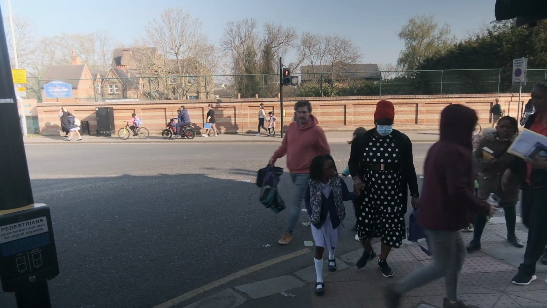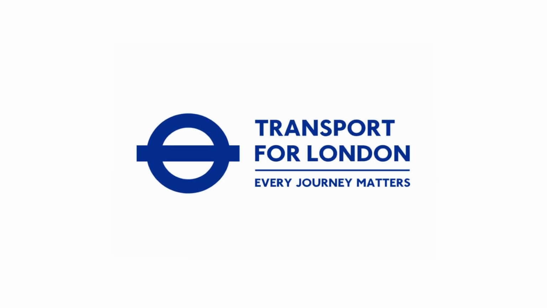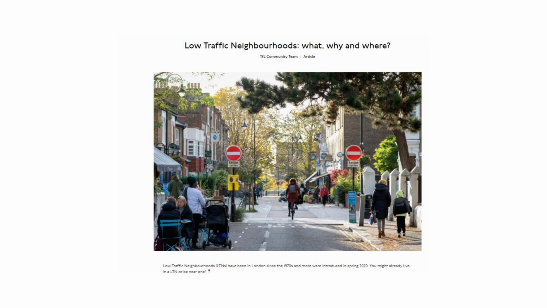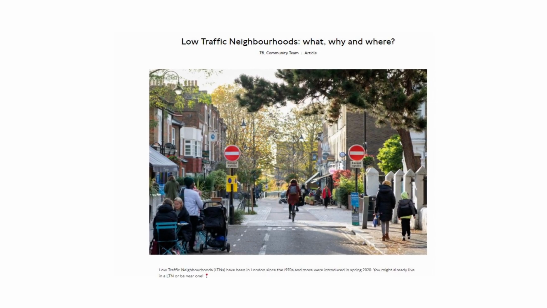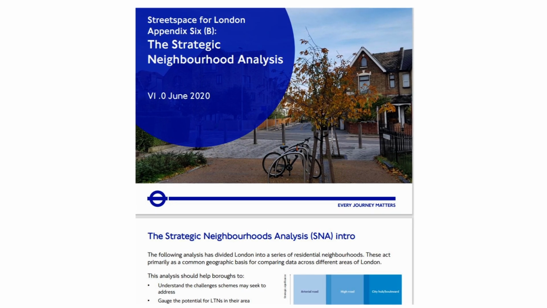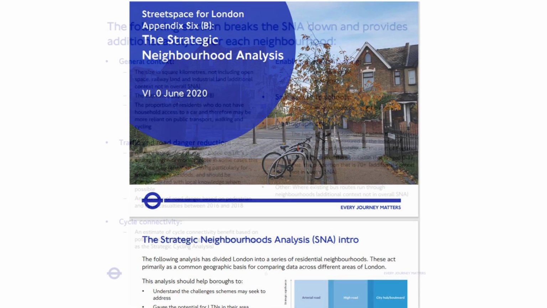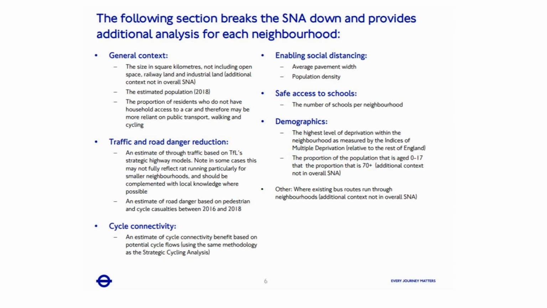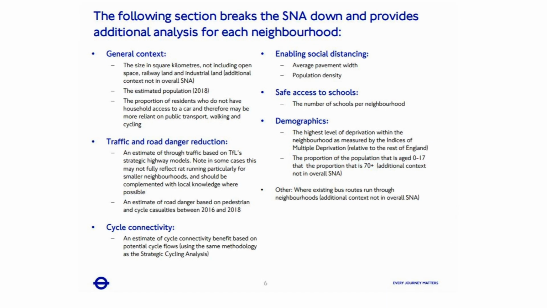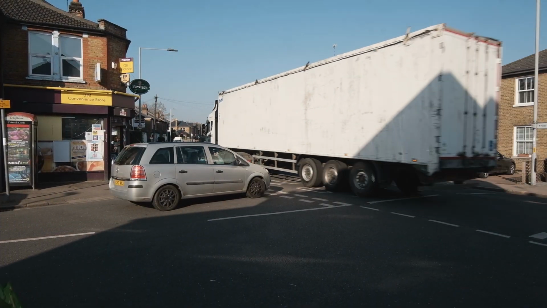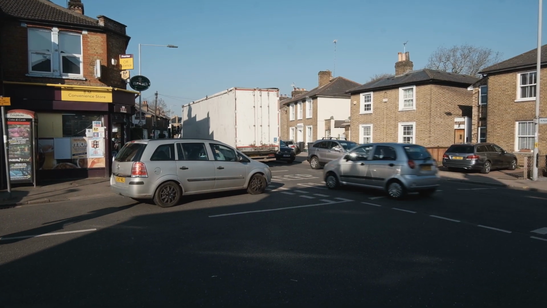TfL provided funding for the council to create LTNs with the aim of providing safe and attractive streets for walking and cycling by preventing through traffic from using residential neighbourhoods. Strategic neighbourhood analysis should have been used to identify the potential for an LTN and used as a guide for its implementation. This would have taken into account safe access to schools, social distancing, demographics, etc.